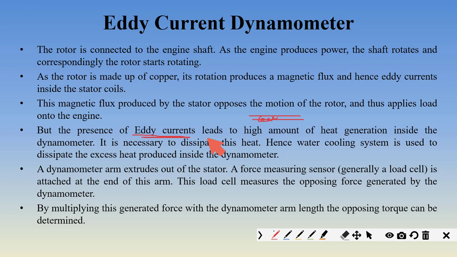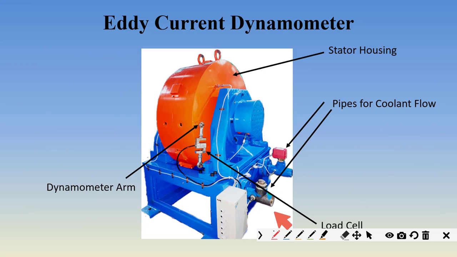This is because of the eddy currents which develop inside the copper. But the development of eddy currents also leads to generation of a lot of heat. That heat has to be removed. Hence, to remove all that heat, we also have coolant flow. From here the coolant flows into the dynamometer, and from here it flows out. This is used to cool down the eddy current dynamometer. So this is how an eddy current dynamometer works.